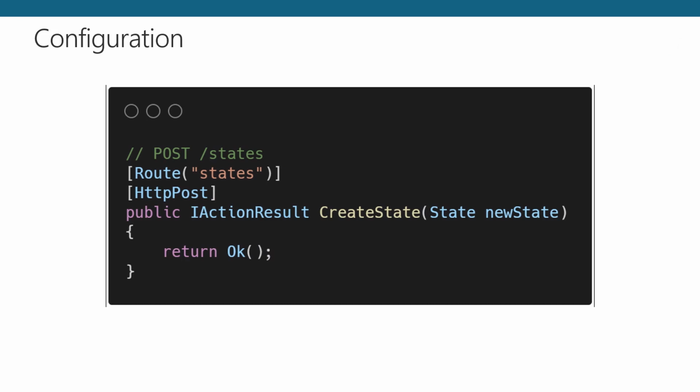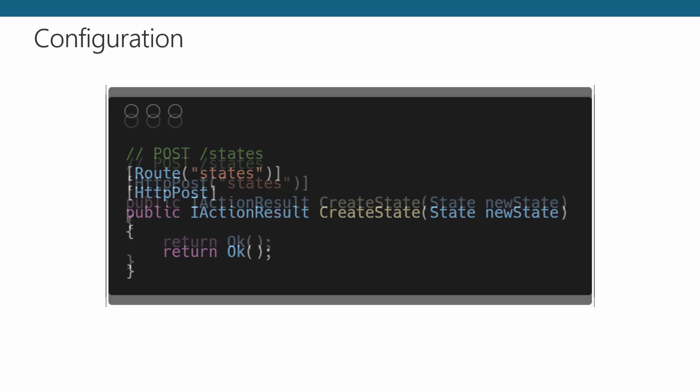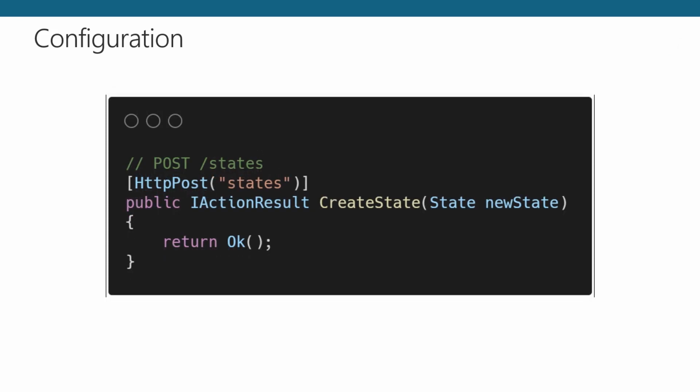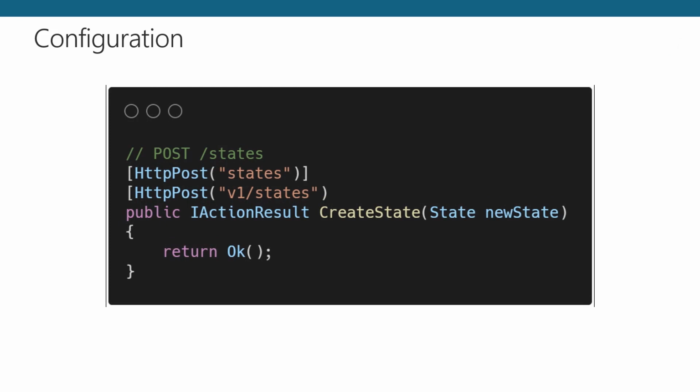Here's a similar example, but this time we're using the HTTP post attribute. We want to ensure that this action only responds to HTTP post requests to the provided path. The HTTP verb attributes also accept route patterns, so you only need to write one attribute instead of two. If you have an HTTP endpoint that should respond to multiple request types, you can also stack route patterns. The example here will respond to an HTTP post request to states and also an HTTP post request to v1/states.